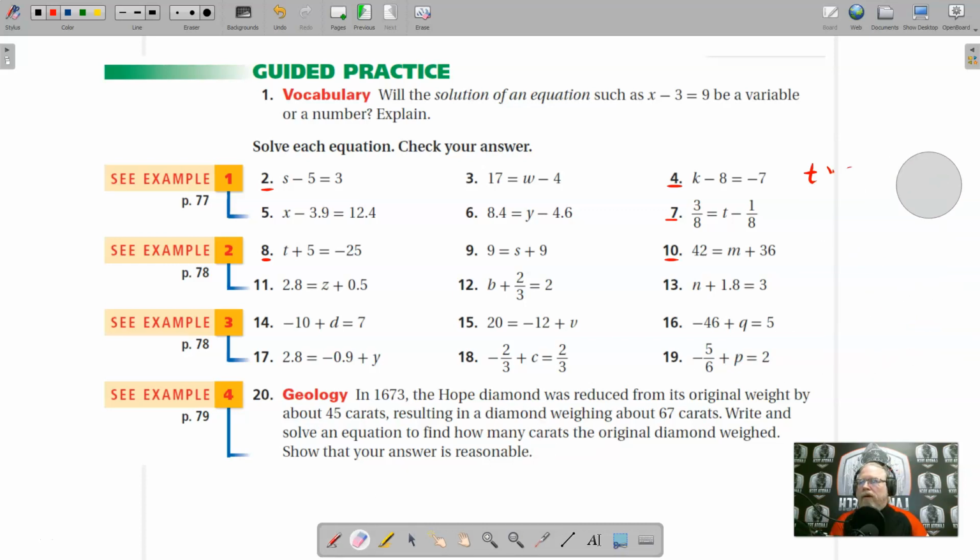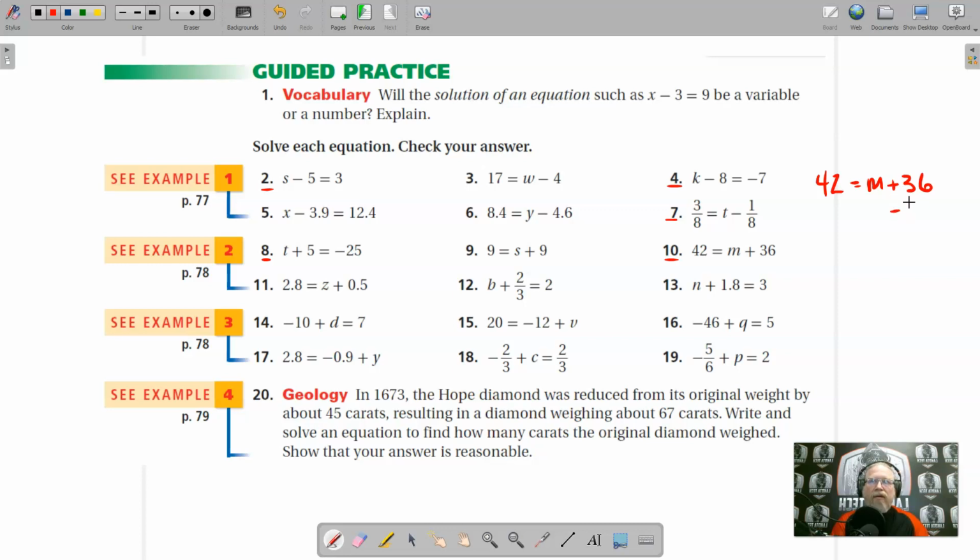On number, let's see, what is that? Number 10 we're going to do. 42 equals m plus 36. So let's think of adding the opposite. So plus negative 36. Actually, on this one, adding the opposite doesn't seem to work as well. Instead, let's just think about inverse operations. The opposite of addition is subtraction.